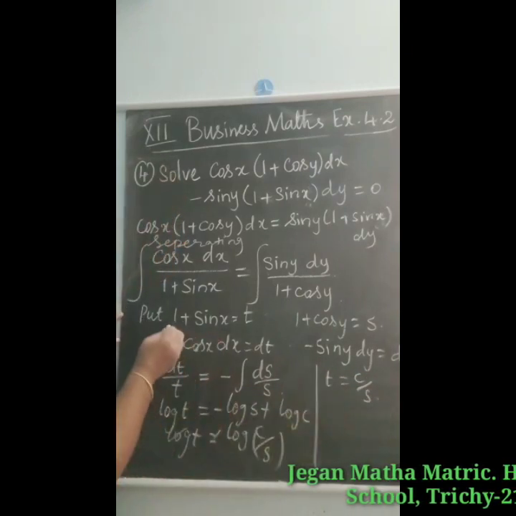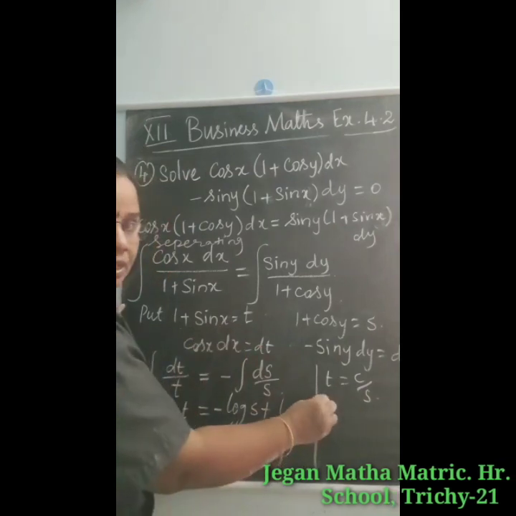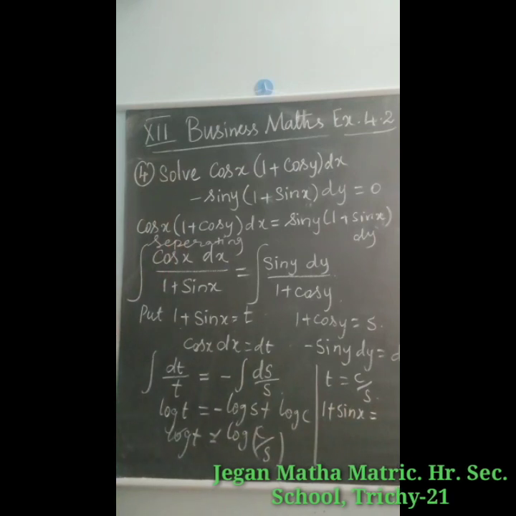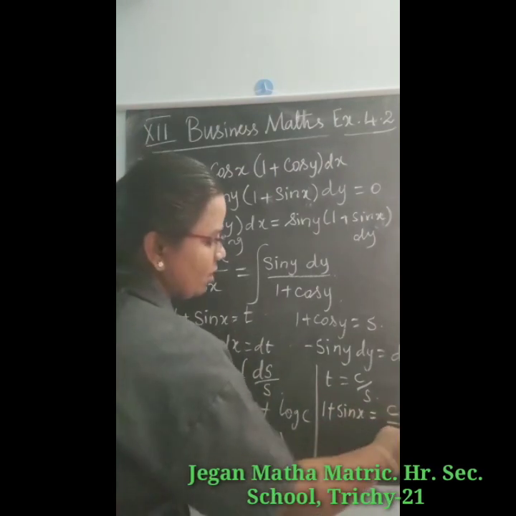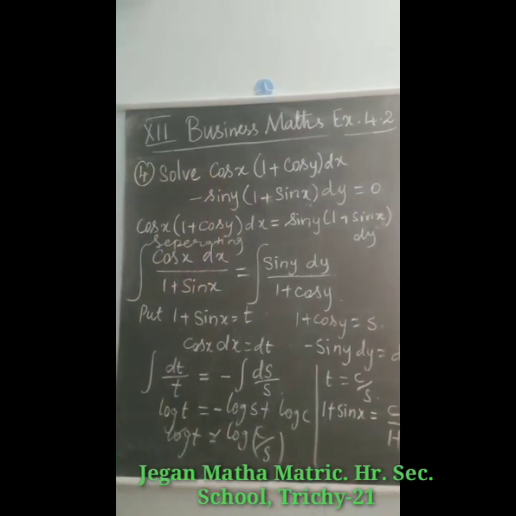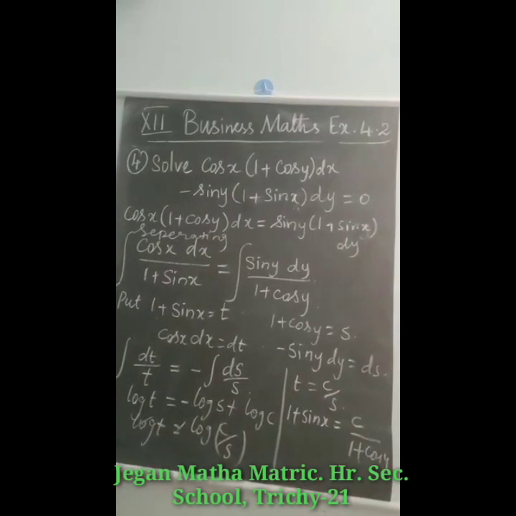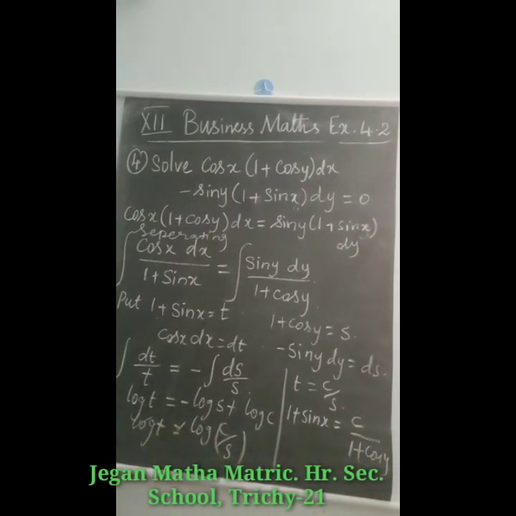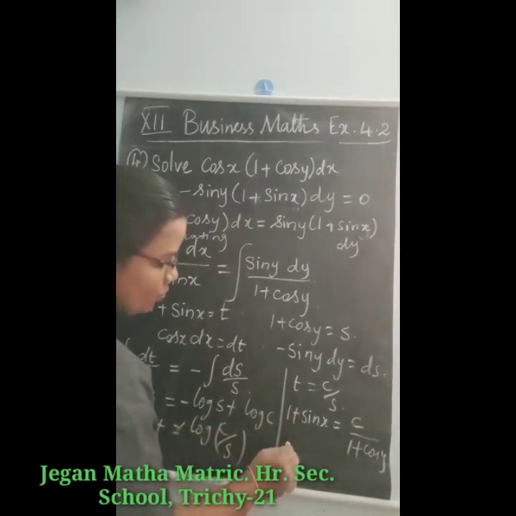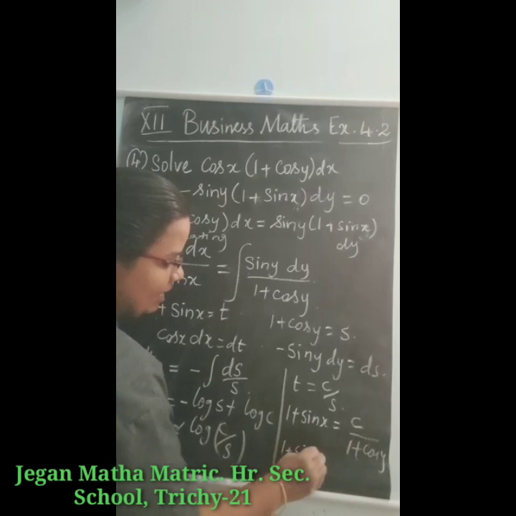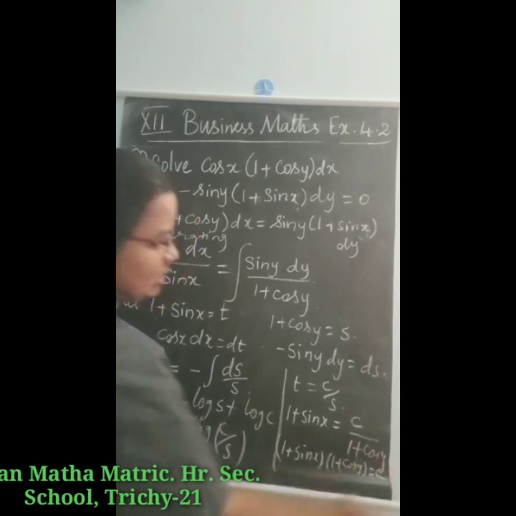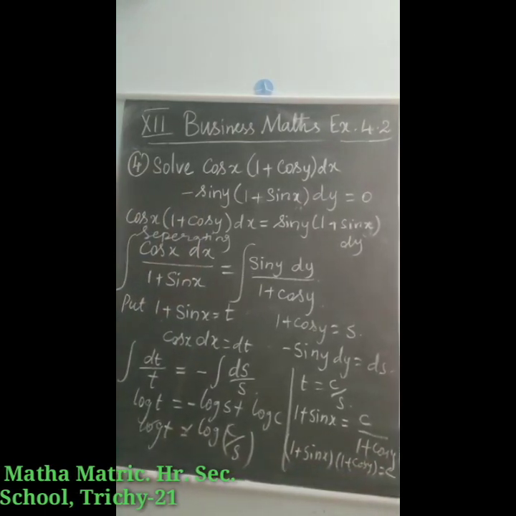So what is t? That is 1 plus sin x. So 1 plus sin x is equal to c divided by 1 plus cos y. Now we can write it as 1 plus sin x into 1 plus cos y is equal to c. That is the answer. Can you understand, students?